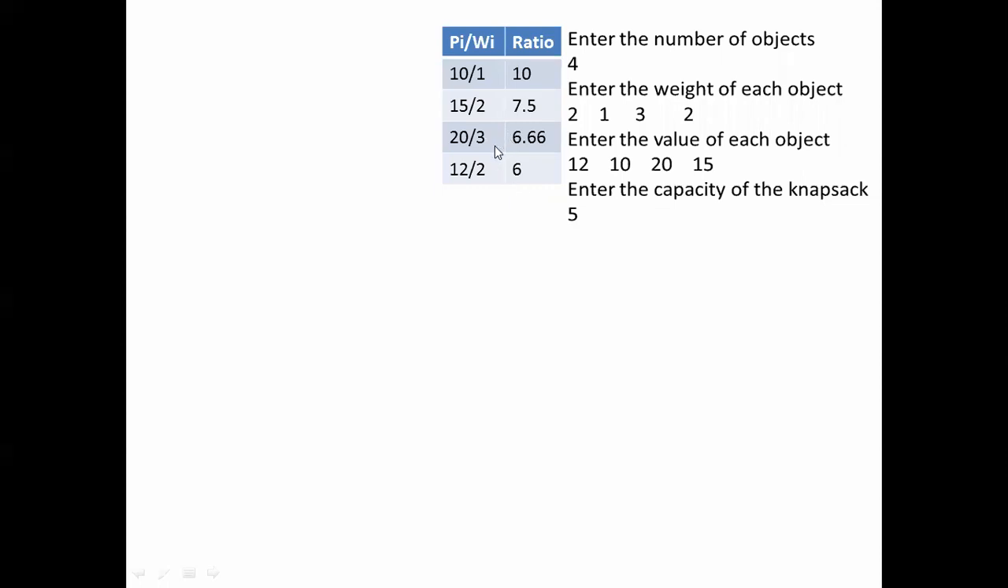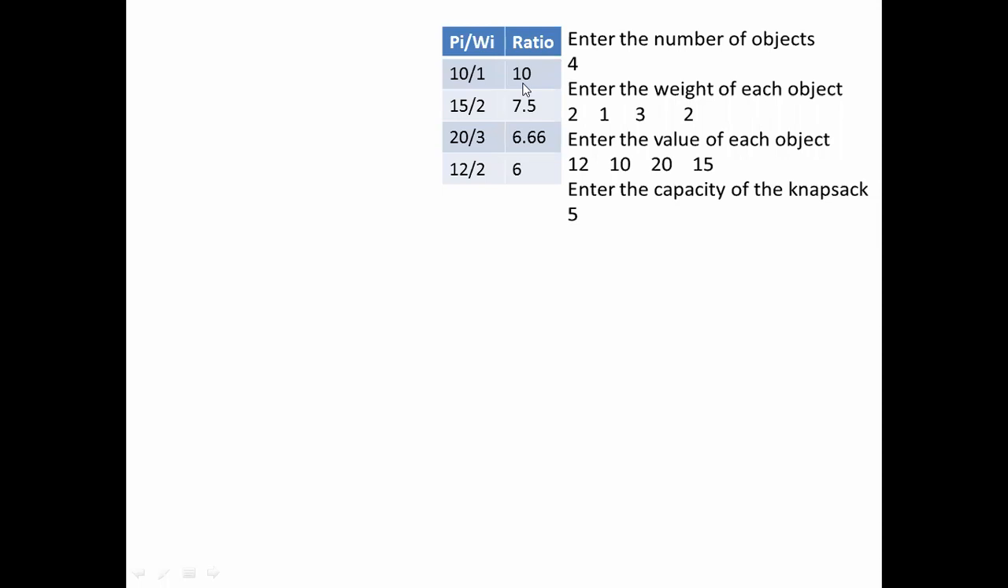Then 20 by 3. This is the third item. We are getting 6.66 for that. And then 15 divided by 2. This is the last item when we have entered. It is giving the ratio 7.5. This is the second highest ratio. And 10 divided by 1, that is the second item. It is in the first position because the ratio is more for this.